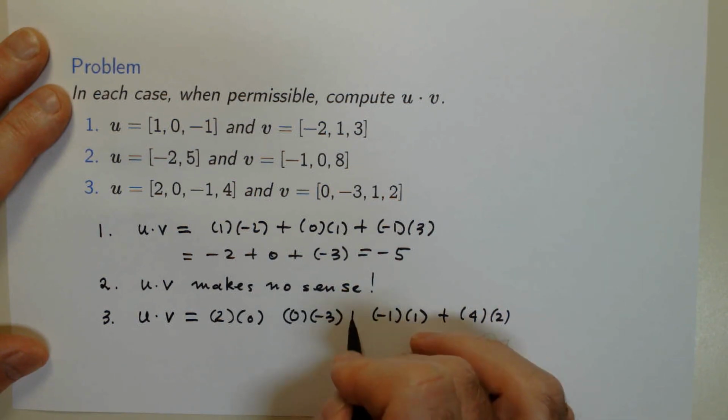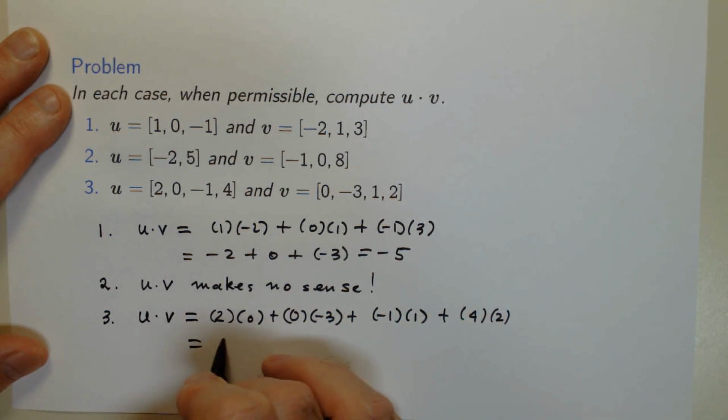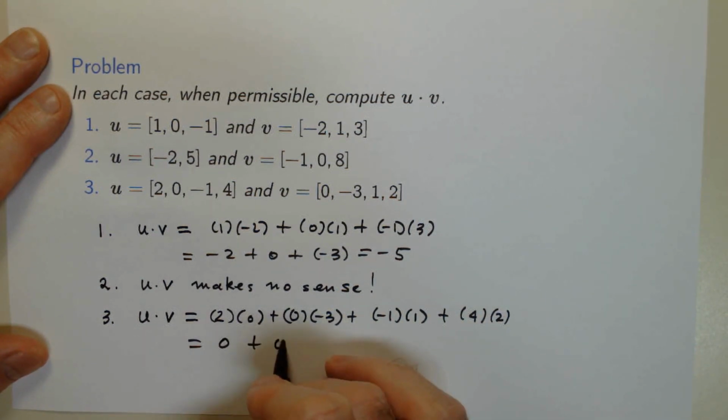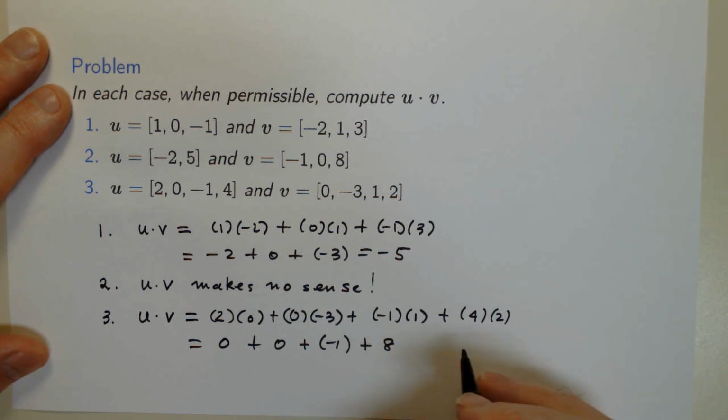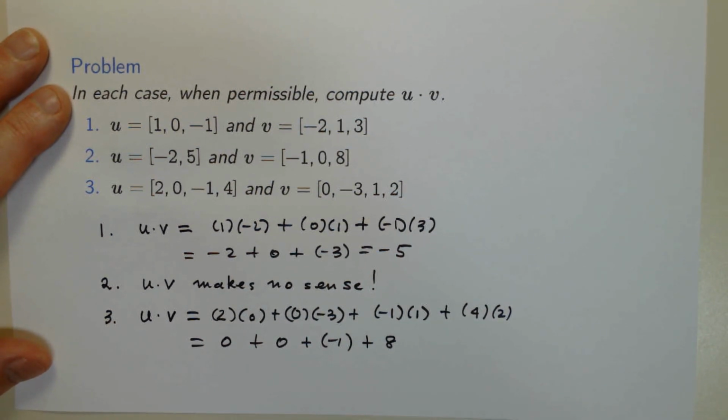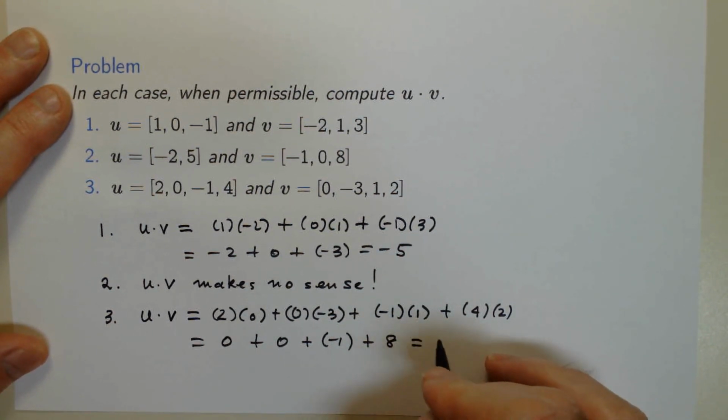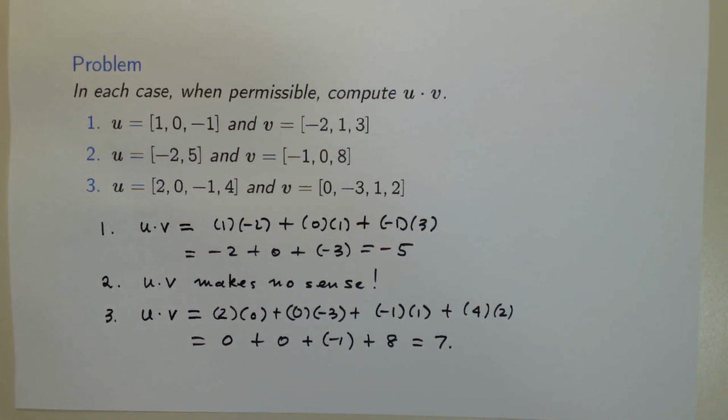And then I add these pieces together. So I get 0, 0, negative 1, and 8. And so the result is going to be 7. So that's how we do dot products.